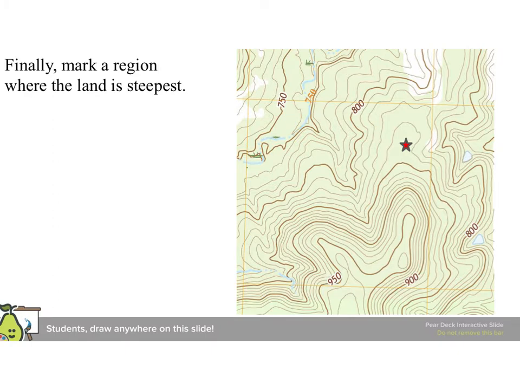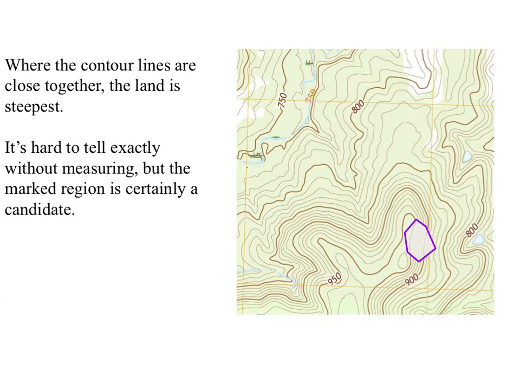Using that thought, mark a region where the land is steepest. Try in your mind's eye to figure out where the land looks like it would be the sharpest drop. Where the contour lines are close together, the land is steepest. It's not that easy on this without doing actual measurements to figure out where it is actually steepest. But this region, for instance, would be an area where it's pretty steep. We go from 950 to 900 in a relatively short distance. Maybe it'd be even steeper here. Maybe even in these regions. But somewhere where the lines are dense and less steep in this region.